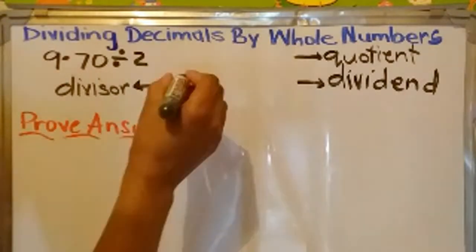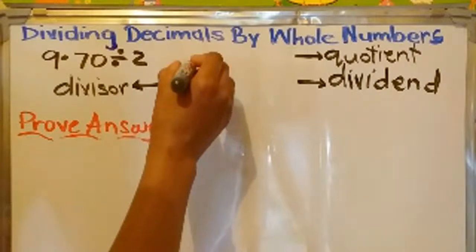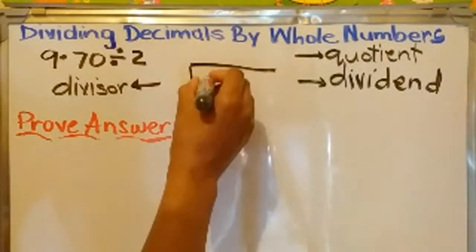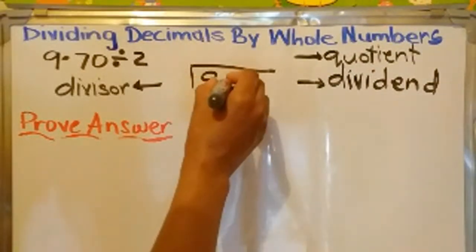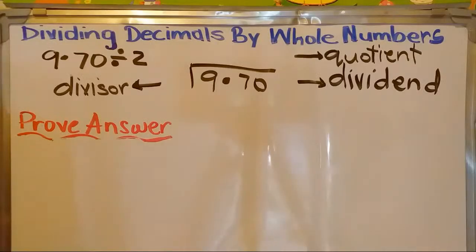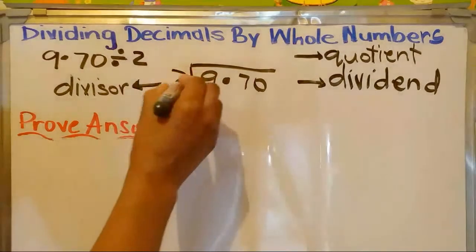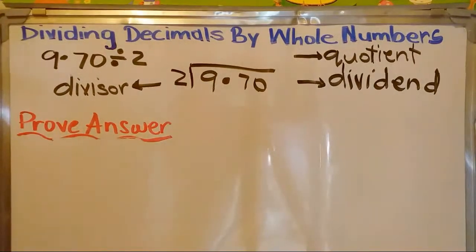All right, first you have to set the problem out as usual. So remember now, 9.70 in this case is your dividend, and 2 in this case is known as your divisor. So look at it carefully. All right?